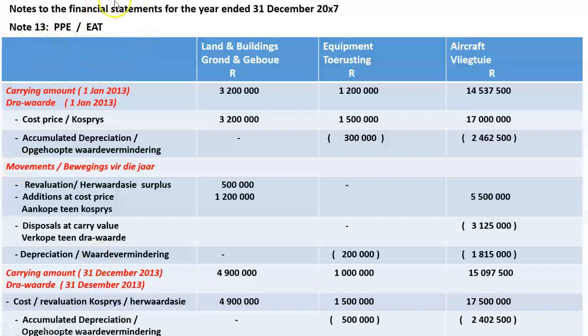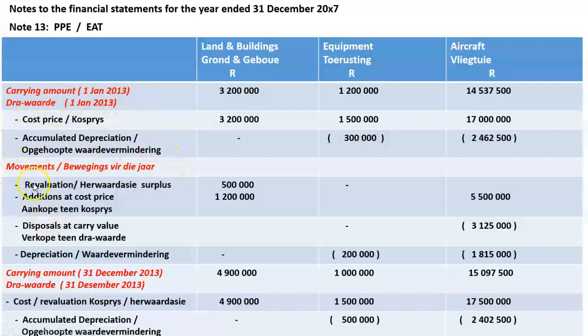The next thing that you must be able to do is the IAS 16 note. Now you know that there should be a different column for every class of asset. And you know that this note is actually divided into 3 sections. The first one, the carrying value of the assets as at the beginning of the year, broken down in cost price and accumulated depreciation. The second section is my movements for the year.